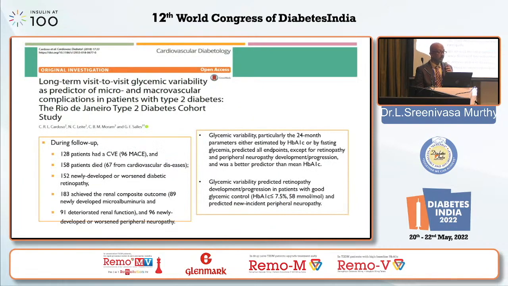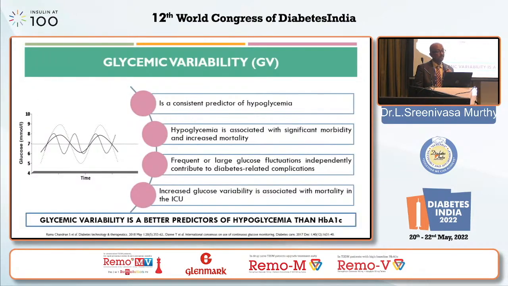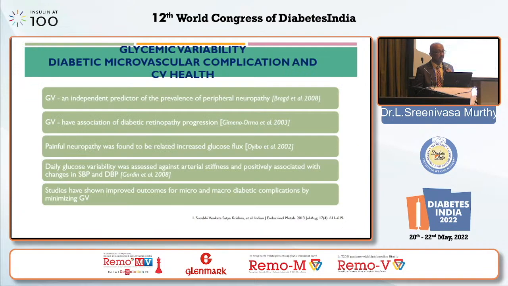And this is the evidence we are talking about, the glycemic variability, whether it has got any clinical implications. Look at this: long-term visit-to-visit glycemic variability as a predictor of both micro and macrovascular complications in diabetic patients. There is clear-cut evidence in this one-year study which has clearly shown the relationship between the two. So the glycemic variability is a predictor of hypoglycemia. And we know hypoglycemia is in turn associated with significant morbidity and mortality. And frequent or large glucose fluctuations independently contribute to all these complications. So you can look at this slide and the correlation; I've given the references in the brackets.